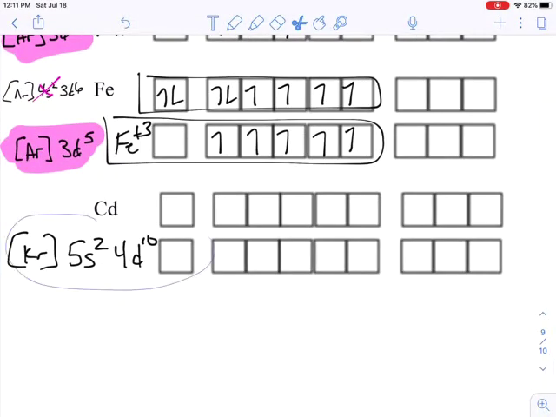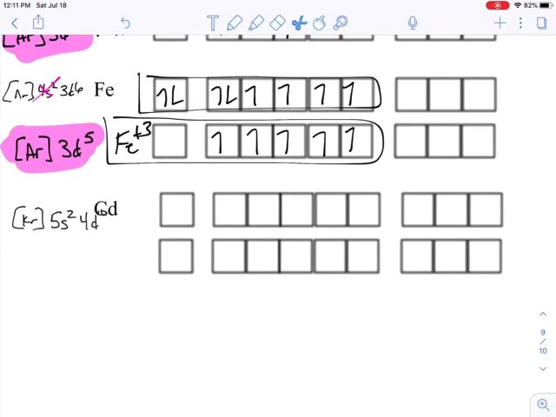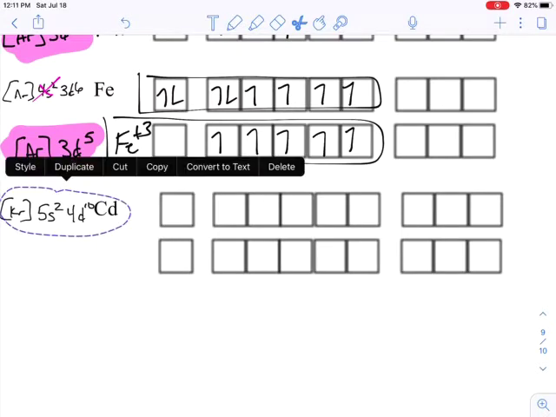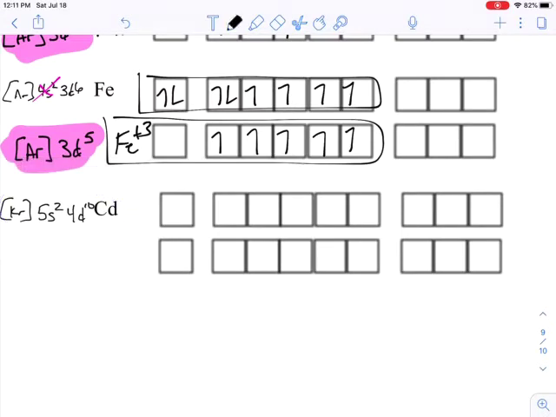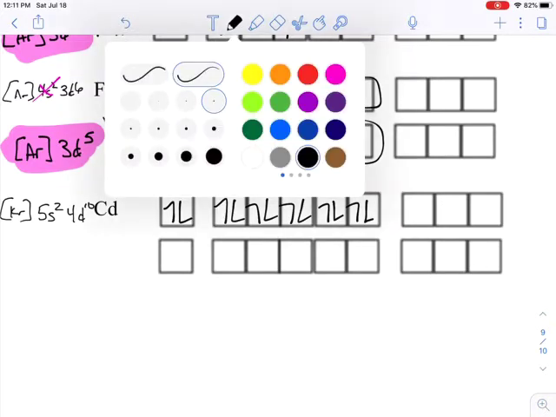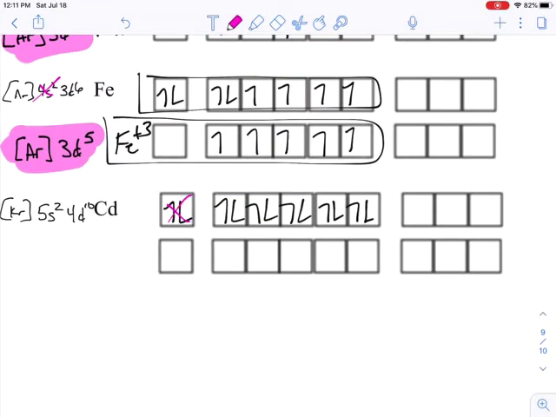Let's go ahead and put those in. Cadmium is krypton, 5s2, 4d10. Let's go ahead and put them in. 5s2 here and then there. 4d10, 1, 2, 3, 4, 5, 6, 7, 8, 9, 10. All right, well, now we're going to go and we're going to ionize some things. So what charges is cadmium going to like to go to?